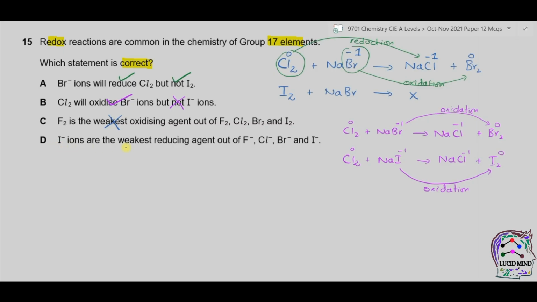Part D, iodide ions are the weakest reducing agents out of fluoride, chloride, bromide and iodide. Now a reducing agent is the one that loses electrons easily. So iodide will be the one that will lose electrons more easily as compared to bromide, chloride or fluoride, because these are more electronegative than iodide. So it should be the strongest reducing agent. Correct option is therefore part A.